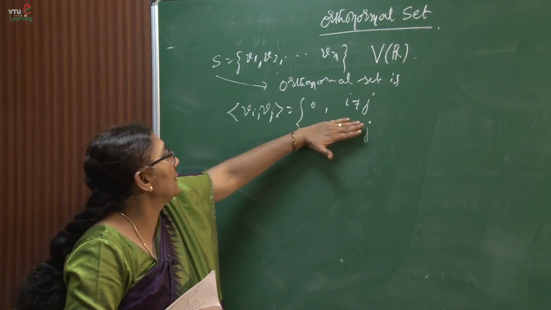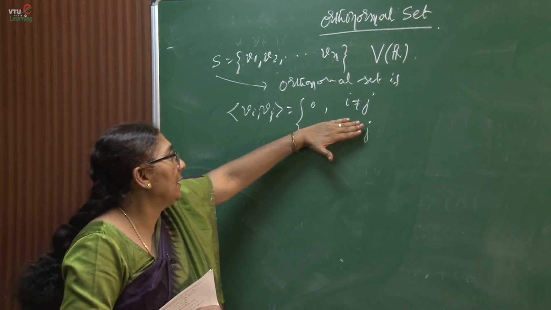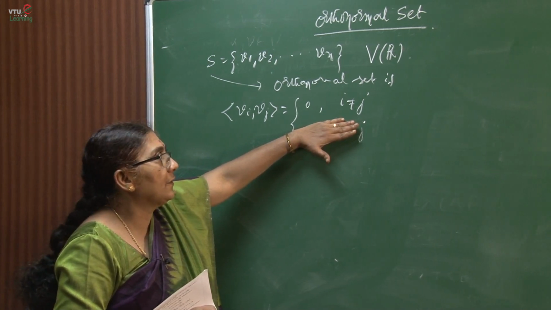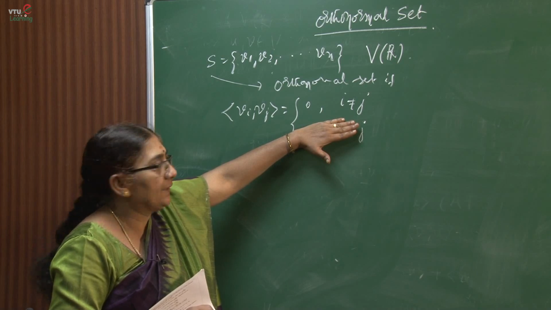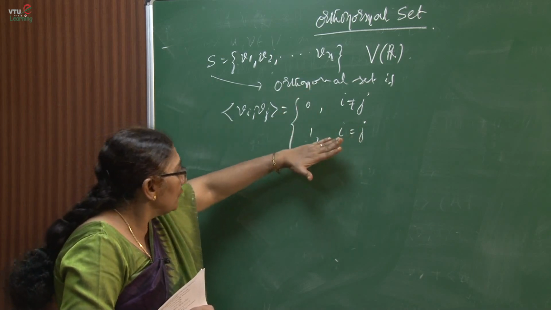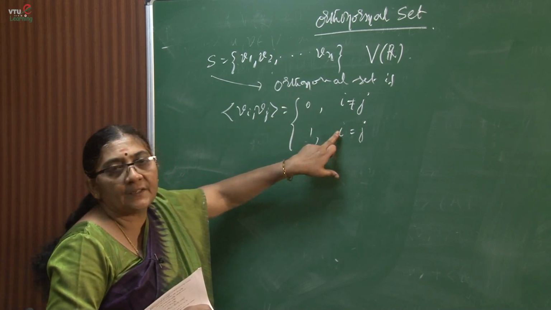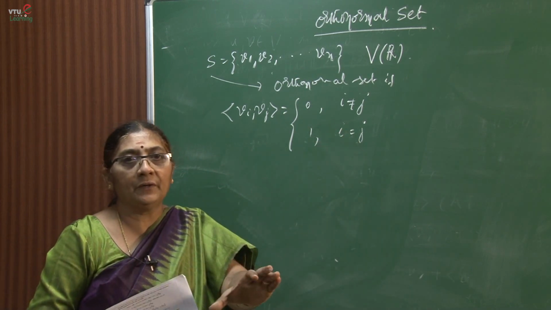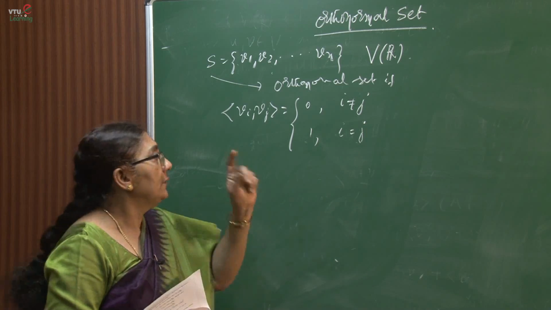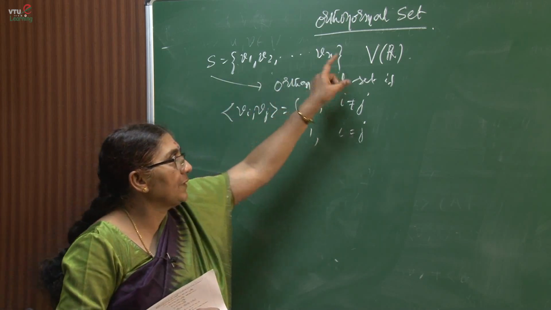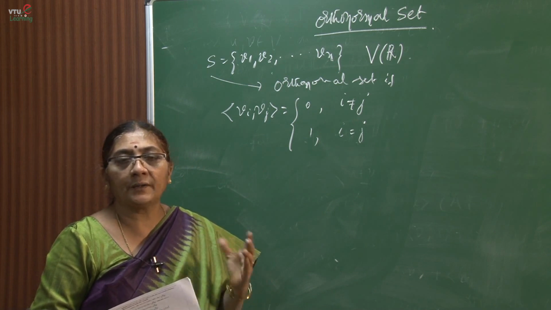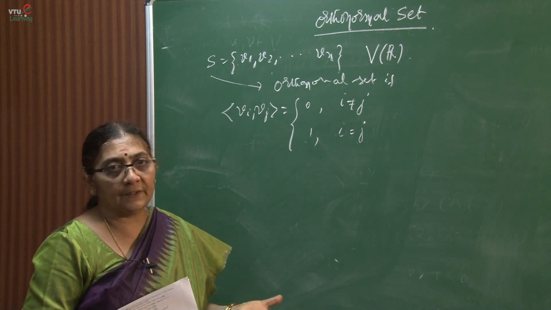Orthogonal is only this much. The inner product of Vi comma Vj equal to 0 for i not equal to j. Then the set of vectors is called an orthogonal set of vectors. So equal to 1 is another extra condition: i equal to j means the inner product of V1 comma V1, V2 comma V2 equal to 1. Then we say the corresponding set of vectors is an orthonormal set. This is the difference between an orthogonal set and an orthonormal set.